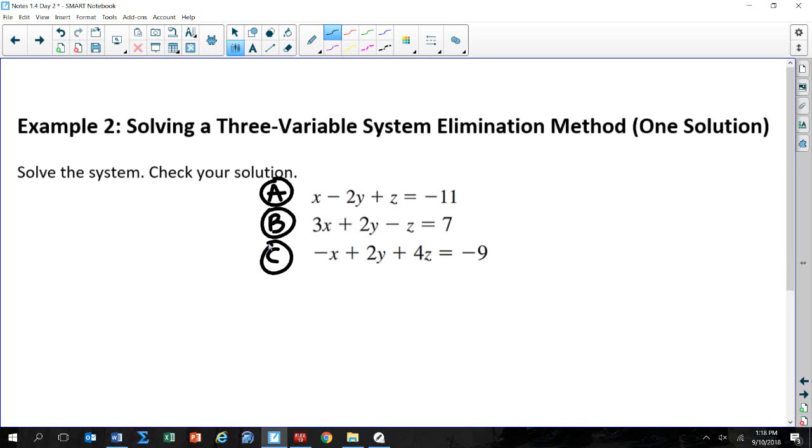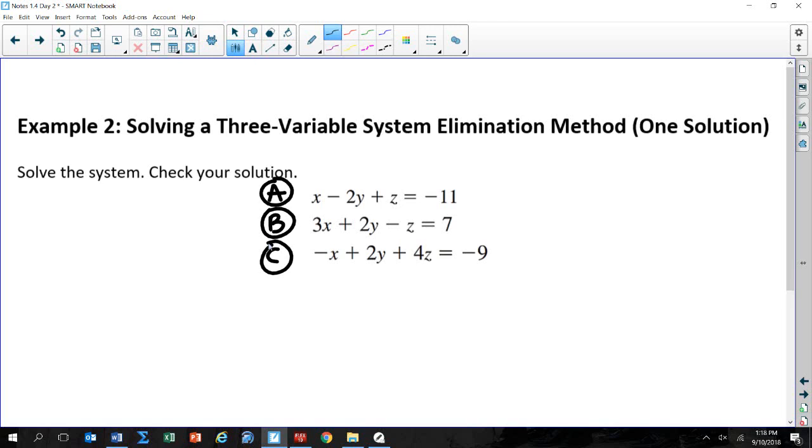Look at the y's: -2y and 2y. Okay, that's pretty nice, right? 2y and 2y, one just needs to be negative. Do you like that one better? 2x? I think that y looks easier maybe than x.